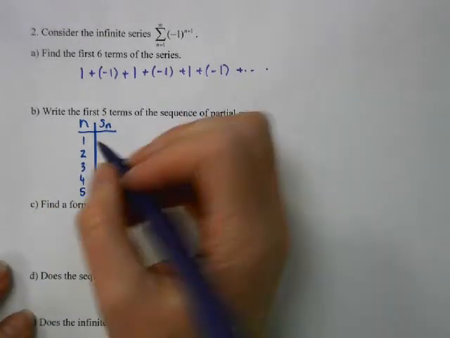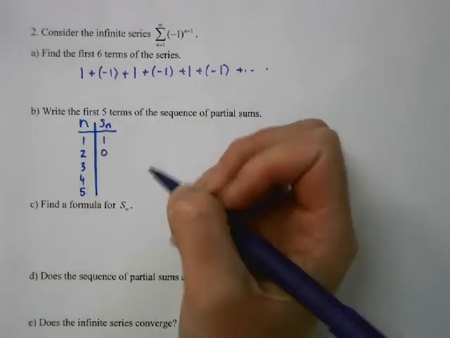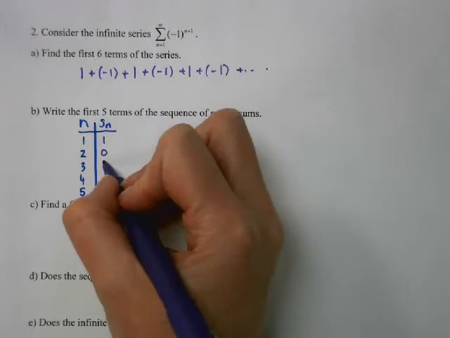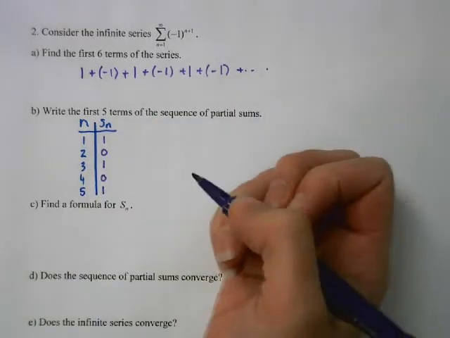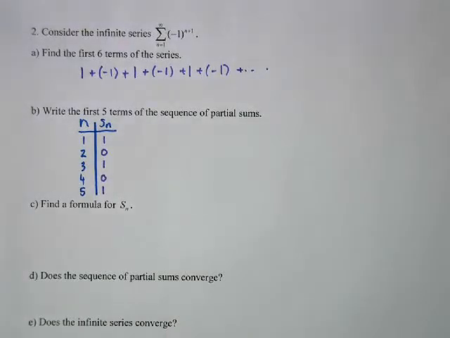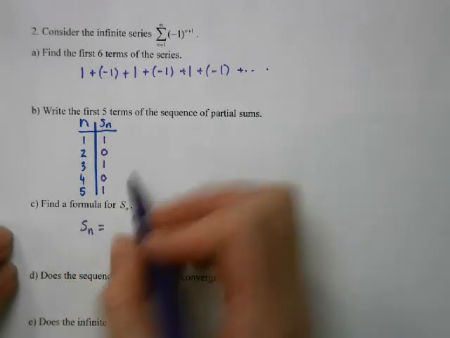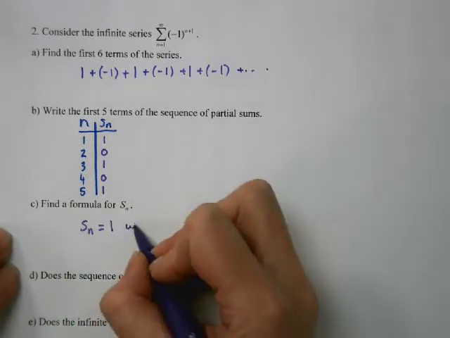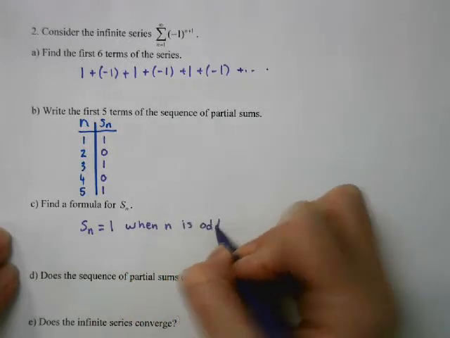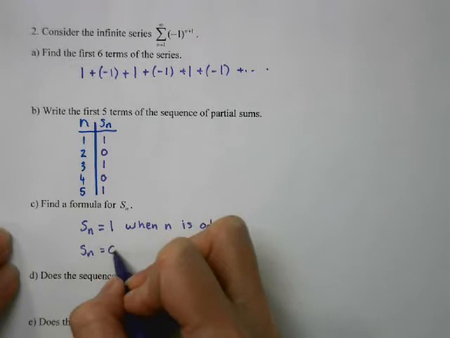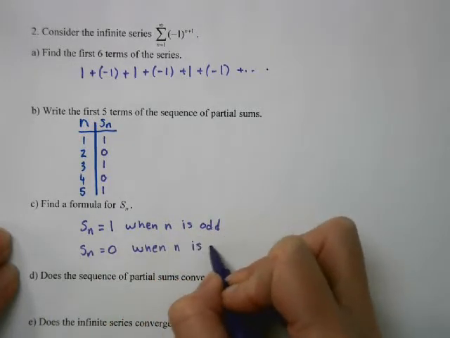So the first one is 1. Then I'm going to add 1 and -1 to get 0. Then we add a 1 to get 1, then a -1, back to 0, and so on. Okay, so my formula here, I'm not going to write out necessarily a formula, but I'm just going to say the sum is 1 when n is odd, and the sum is 0 when n is even.